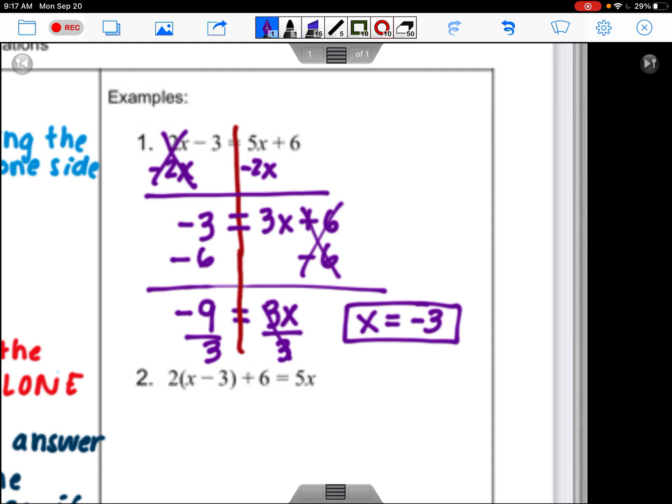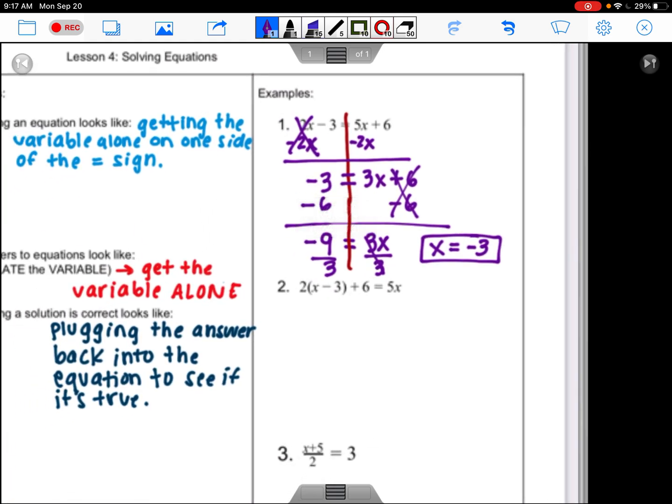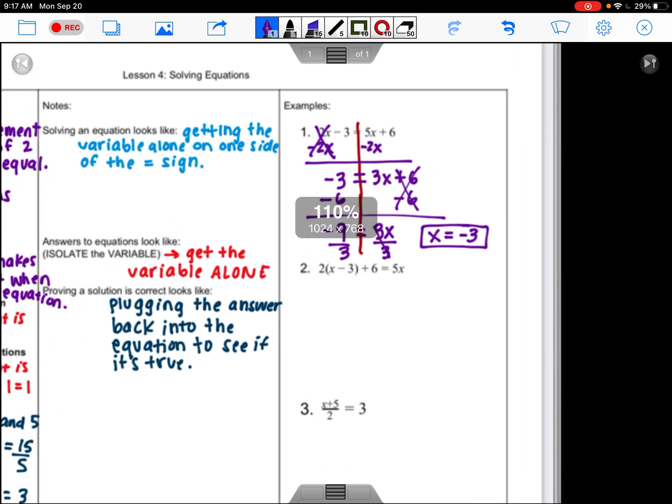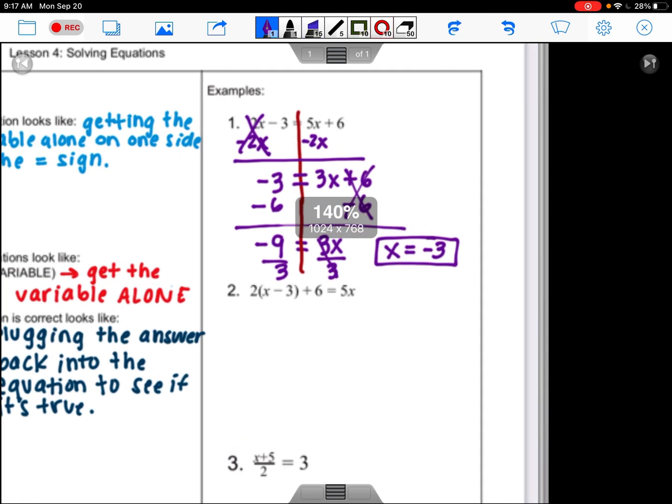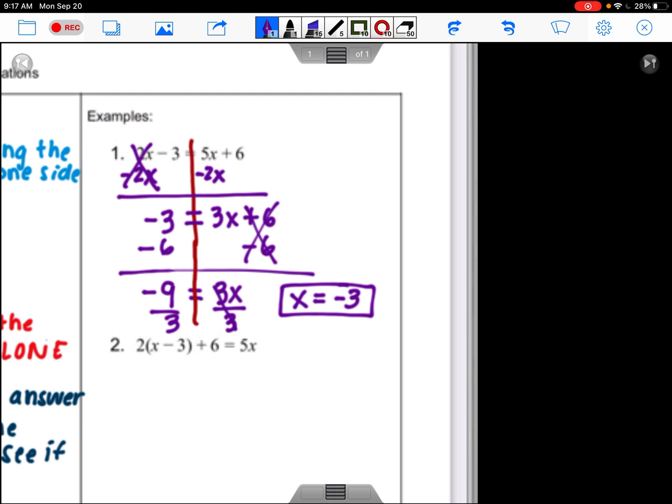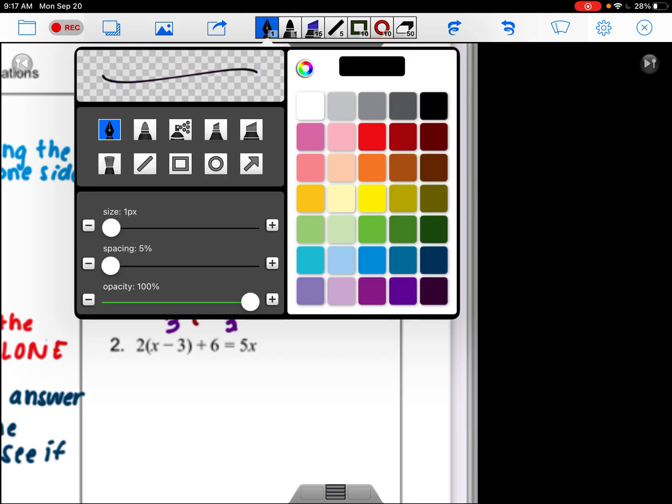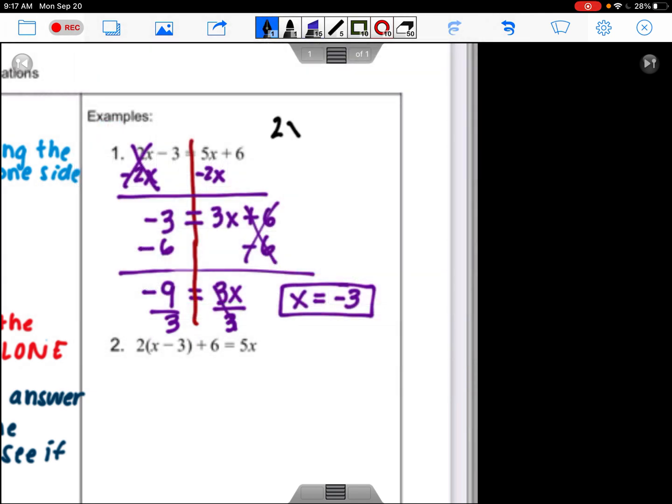Now, let me zoom out here. What I mean by proving a solution is correct right here, this part right here, I can plug it back in to see if it's correct. So I would plug negative 3 in here and negative 3 in here, and I'll just do it for this first example, and then that's it. Okay, so just watch. So if I have 2x minus 3 equals 5x plus 6, and I plug in negative 3, I should get the same answer on either side.